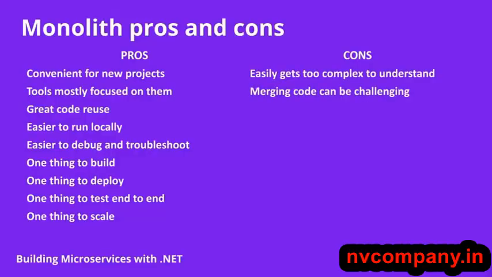Merging code can be challenging. When using things like Git, and with more and more people contributing to multiple models in a single code base, eventually resolving conflicts gets more troublesome, and the chances of a bad merge that could impact unrelated models increases.